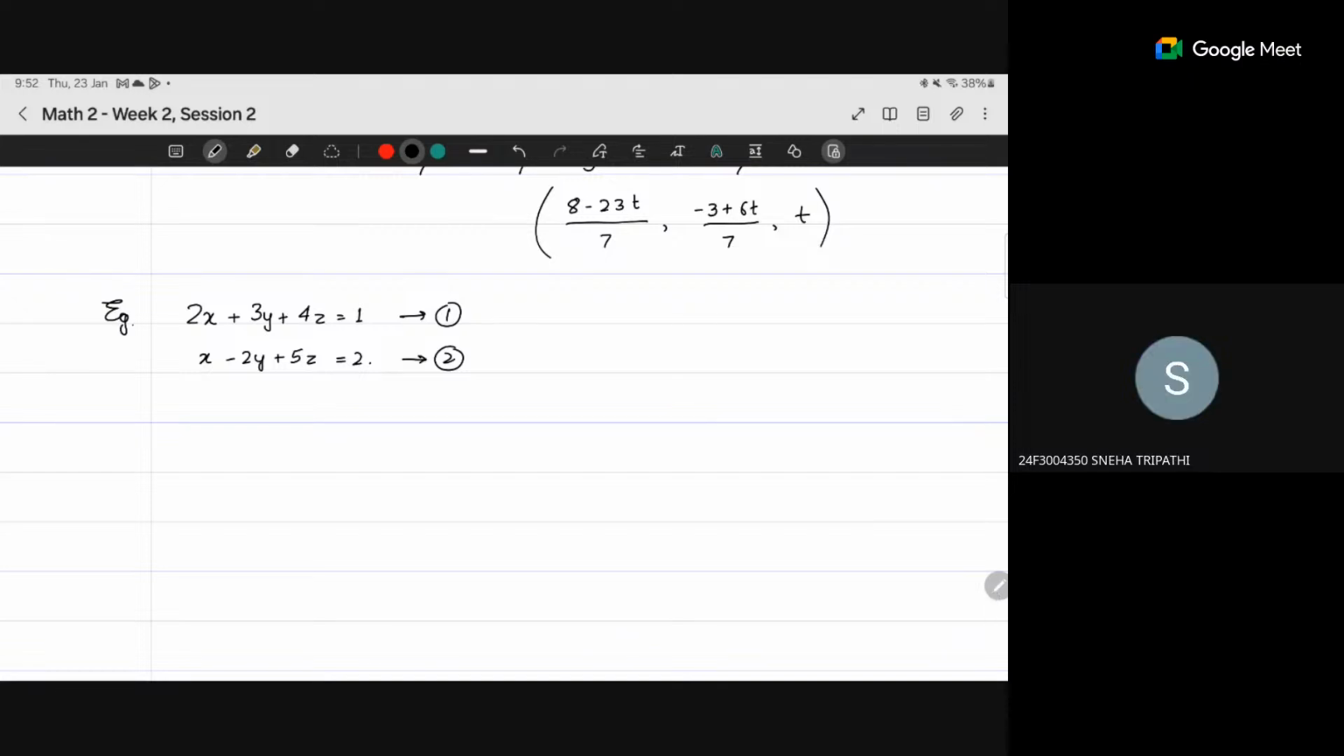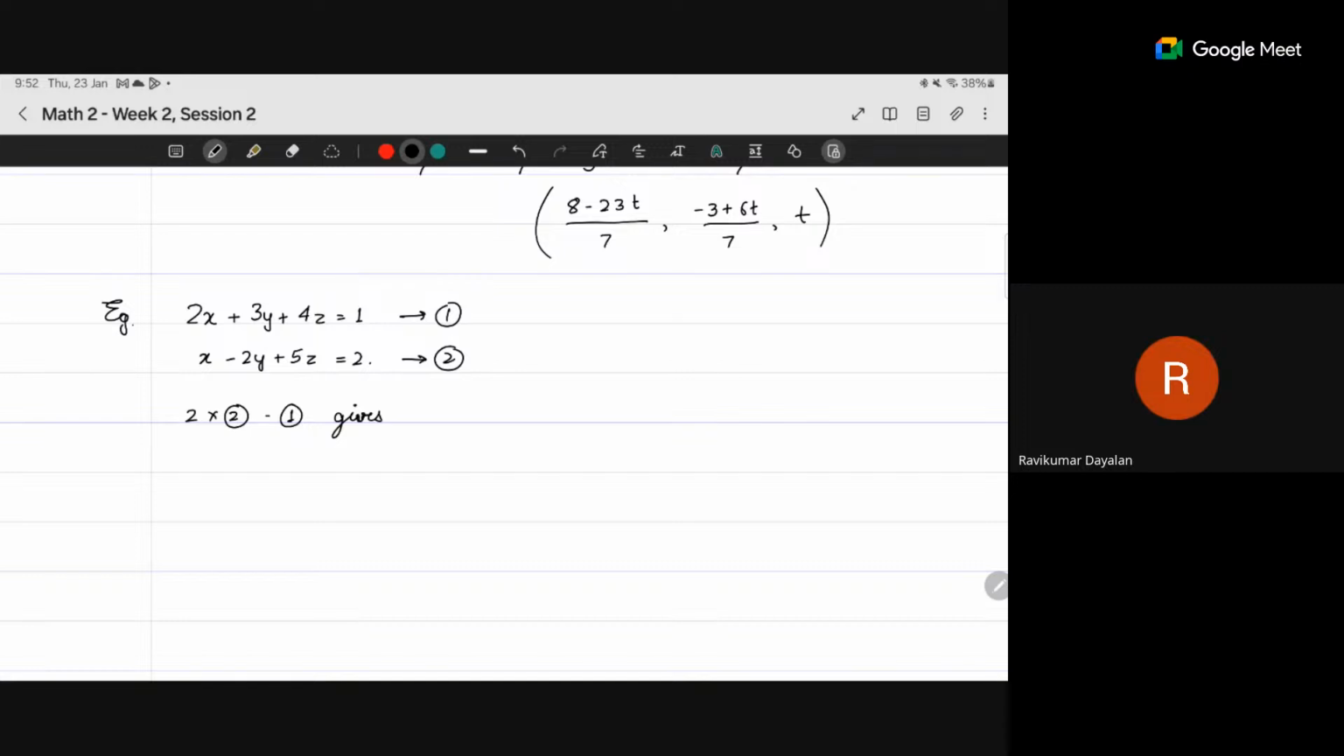We can solve it directly by substituting, or by multiplying equation 2 by 2 and then subtracting equation 1, something like that, or by substitution, sir. But sir, we have two equations for three variables, right? So substitution is not possible. Well, let's see if it's possible or not.